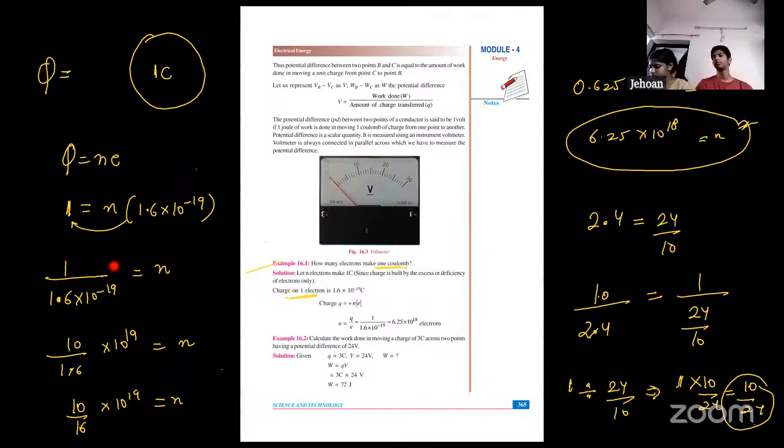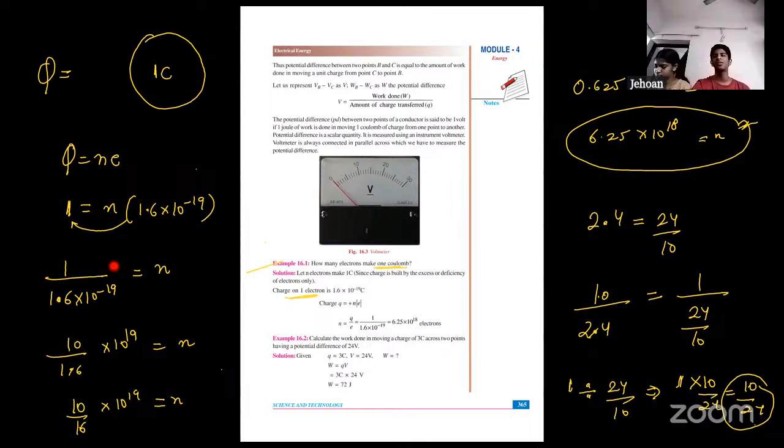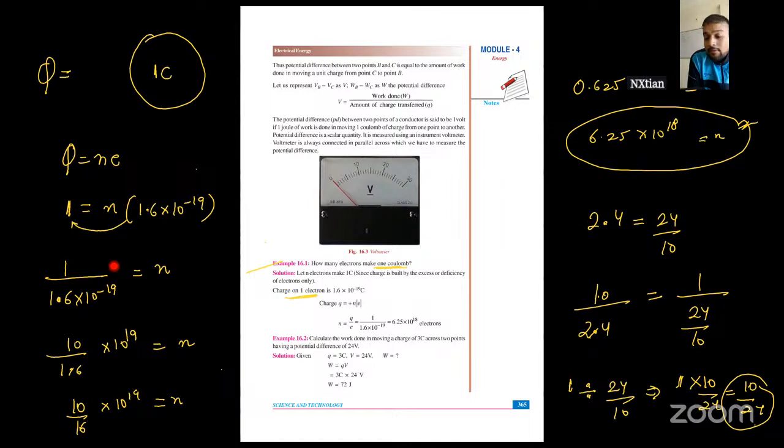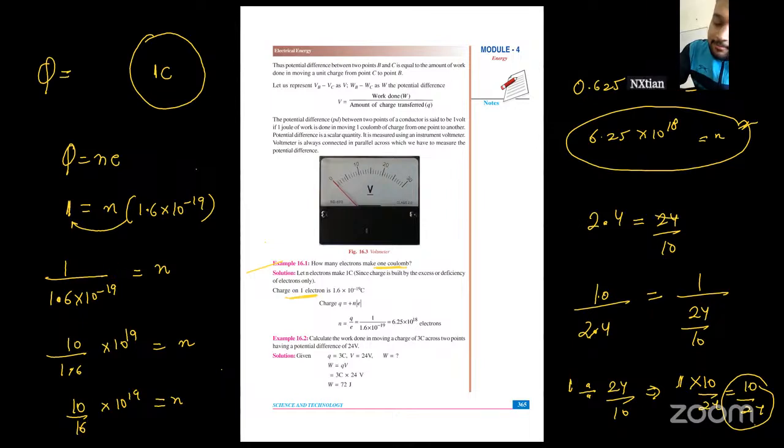Sir, is it possible to write 6.25 into 10 raised to 18 as 625 into 10 raised to 16? 625 as 10 raised to power 16, not 18. For example, two decimal places are going to the right side, so you have to subtract two from the power. So 18 minus 2 is 16. So you can write like this: 625 into 10 to the power 16. Do you understand? Yeah.